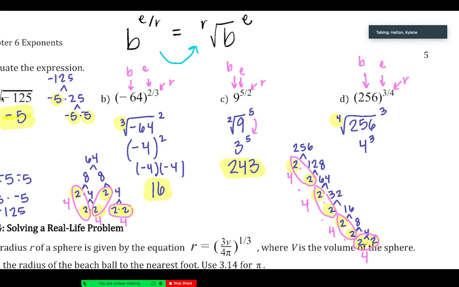And then that still needs to be raised to the third power. So we have to take that 4 and multiply by itself 3 times. So 4 times 4 times 4. And then that leaves us with 64.